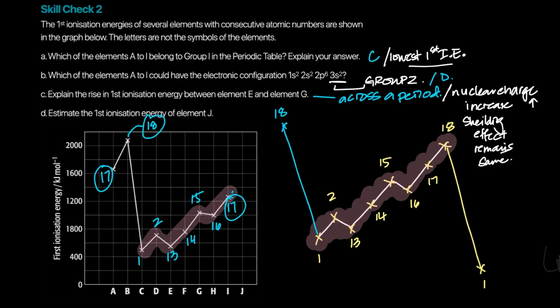Then it says here, estimate the first ionization energy of J. Well, J, as in the letter J, nothing else here. Across a period, ionization energy increases. So this is group 17, so group 18 would be somewhere here. So I would just put it along this trend right there.